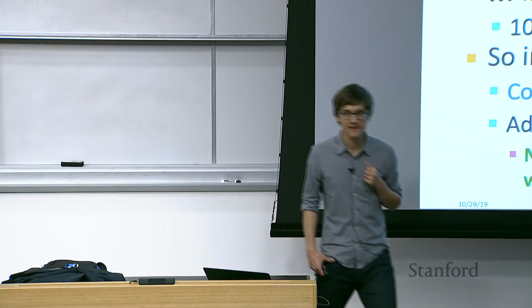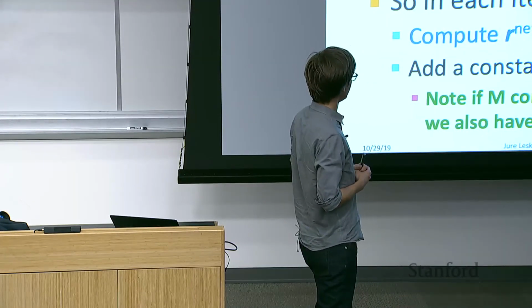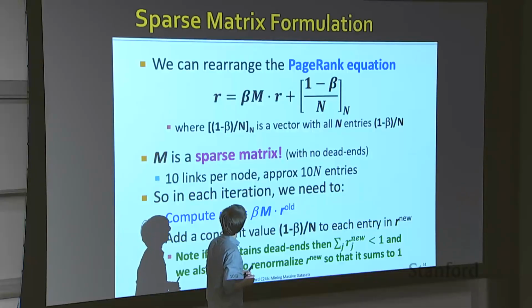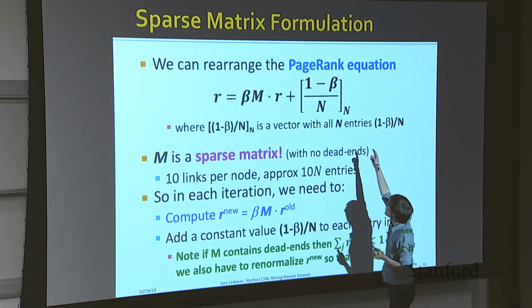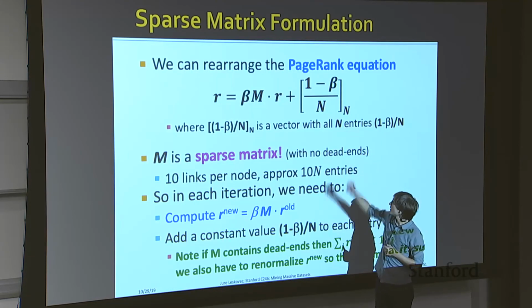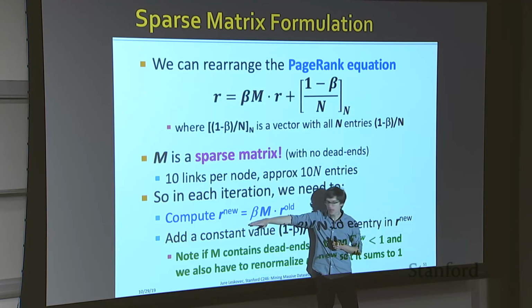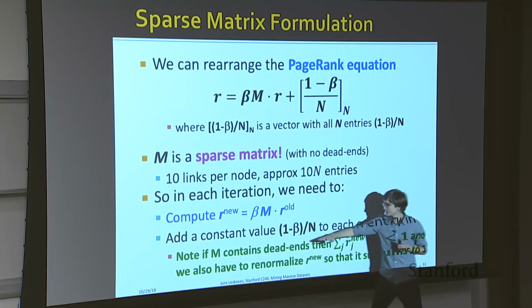Yes, Chris. Are you missing an R at the end of the equation? Should it be that constant (1 minus beta) over n and then times R again? No, I don't need to multiply it. I just add it in. Basically, I just run this, and then to every entry of R new, I add a little constant term.